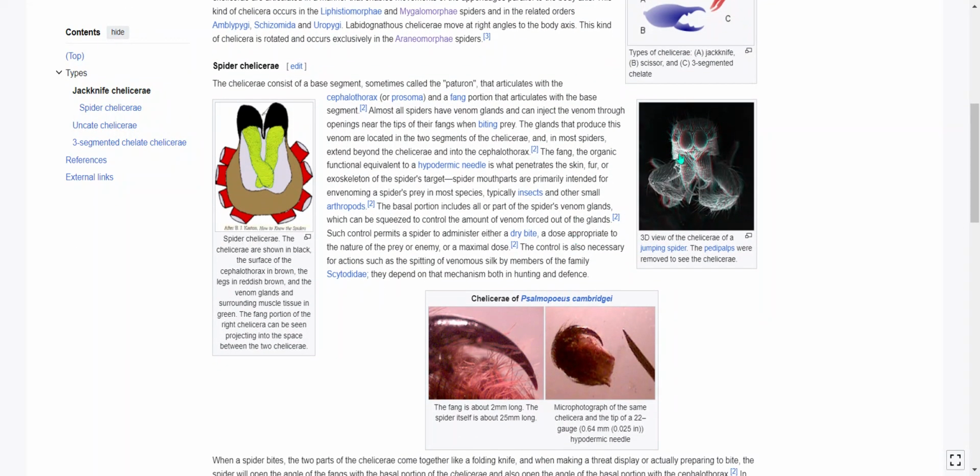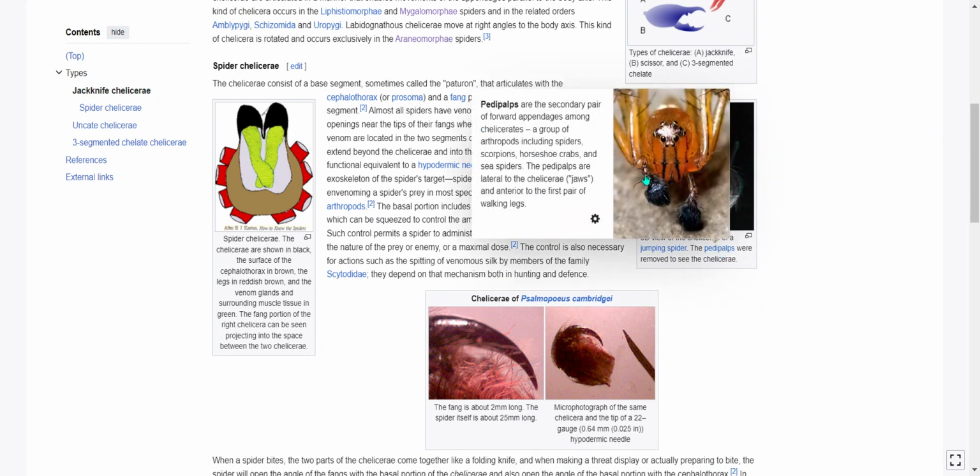And a 3D view of the chelicera of a jumping spider, the pedipalps. There's that word that wasn't defined earlier. Pedipalps are the secondary pair of forward appendages among chelicerates, a group of arthropods including spiders, scorpions, horseshoe crabs, and sea spiders. The pedipalps are lateral to the chelicerae and anterior to the first pair of walking legs.